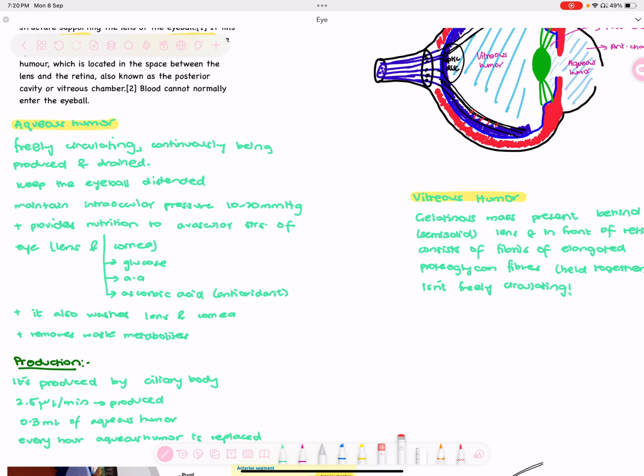So what are the five functions of aqueous humor? Firstly, it keeps the eyeball distended. Secondly, it maintains the intraocular pressure. Third, it gives nutrition. Fourth, it washes the lens and cornea. And fifth, it removes the waste metabolites. Really important. Keep them in mind. Distension, intraocular pressure, and then nutrition, then it washes them, and waste metabolites removal.